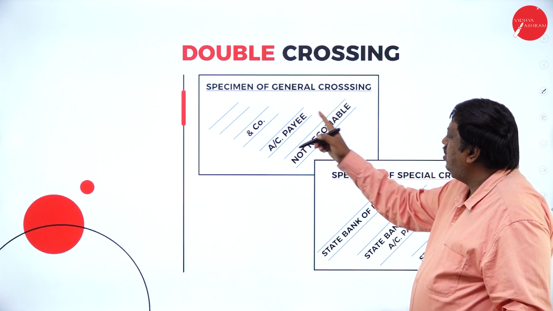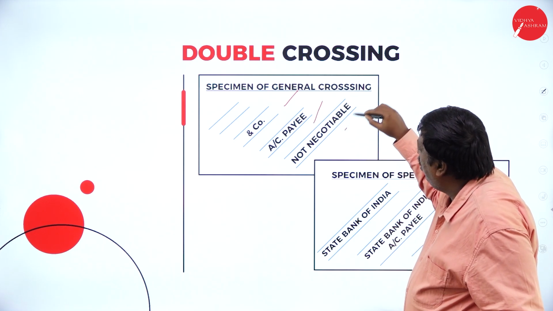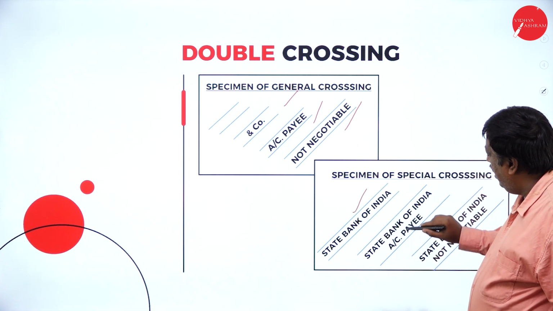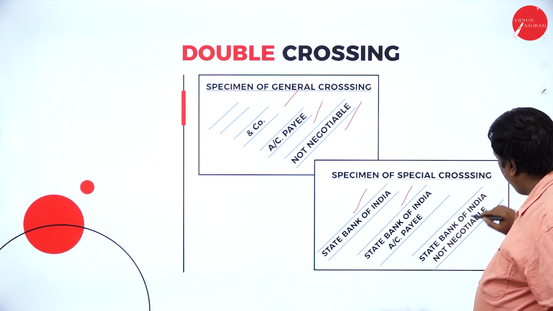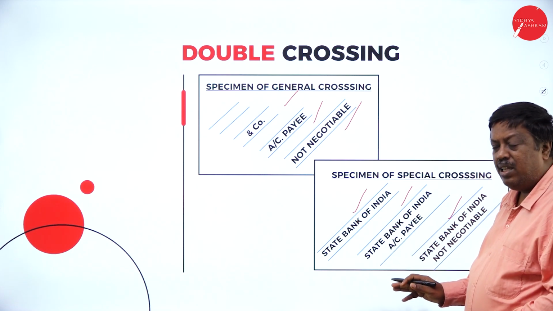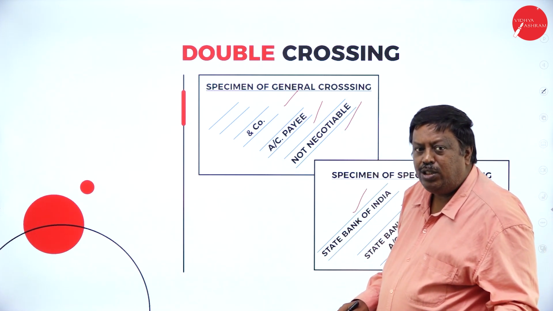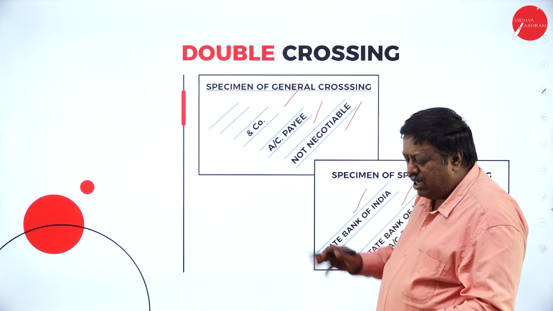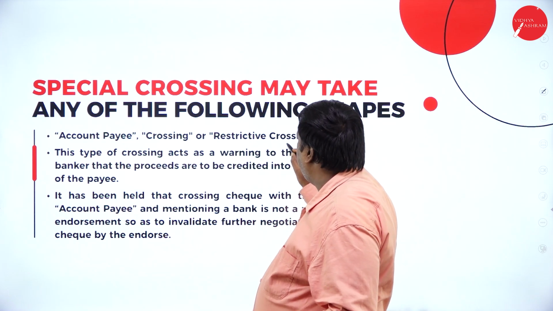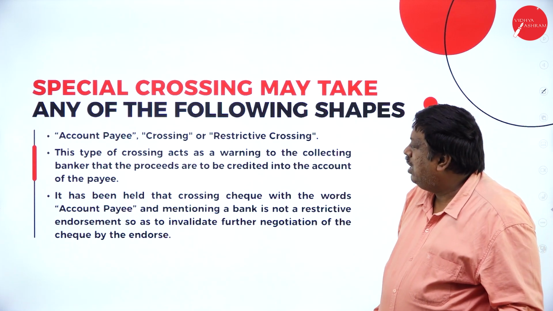This is general crossing. It will be normal crossing, or we'll write and company, account payee, and not negotiable. Special crossing, we're going to mention the State Bank of India, account payee, State Bank of India, not negotiable. If I mention the name of the bank, it is a special crossing. If I've only written and company or account payee or not negotiable, this is the general crossing. So account payee crossing or restricted crossing is the main concept that should be there on the checks.